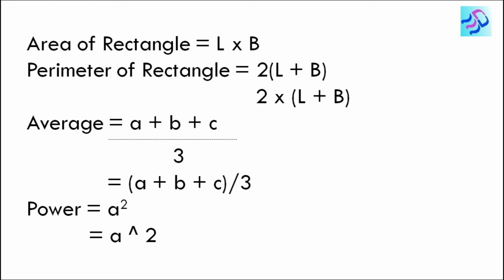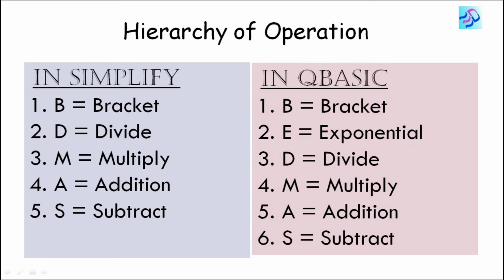Now we are going to study about hierarchy of operations. Hierarchy of operations simply means which arithmetic operator solves first. In simplify, we solved bracket first, then divide, then multiply, then add, and at last subtract. In Qbasic, almost same. We add exponential after bracket. We solve bracket first, then power, then divide, multiply, addition, and then subtraction.